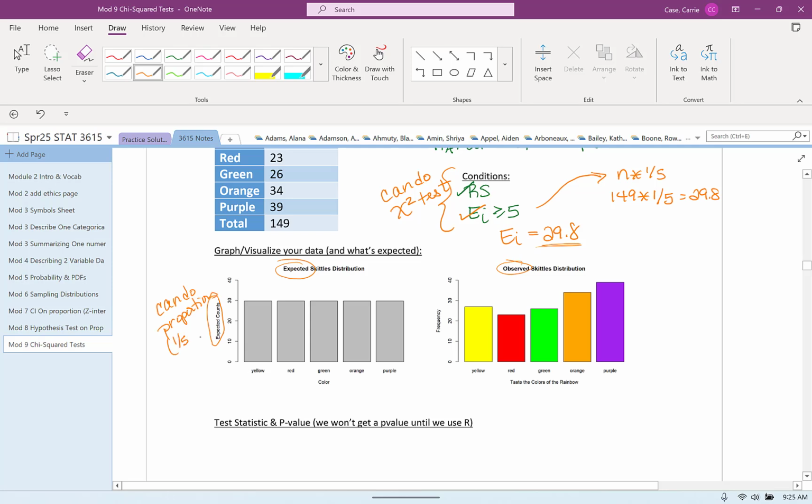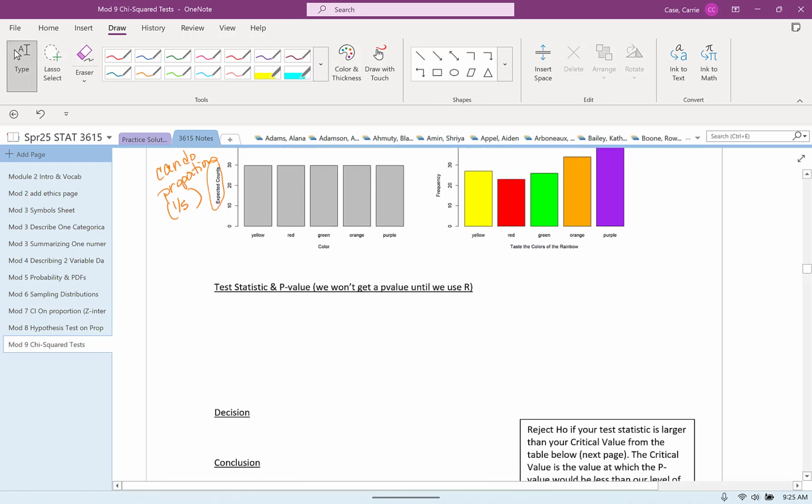And for us, that would be 1/5 or 20%. We don't particularly care that these two graphs are on the same scale. What we care about is the shape of the graph looks the same. And so I don't care which way you do that graph. So we're going to do our test statistic, but we're going to do it by hand first, and then we're going to calculate it in R.